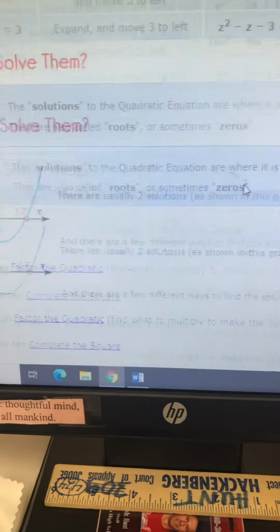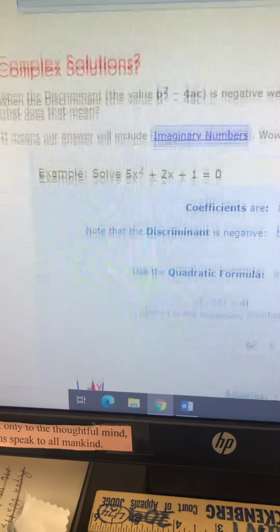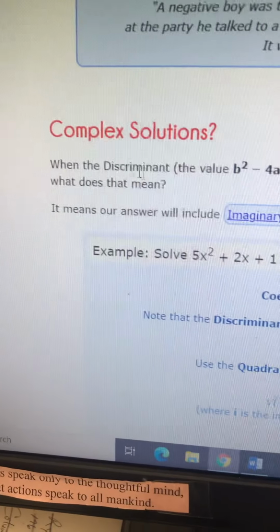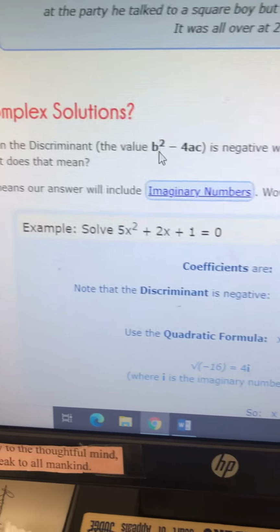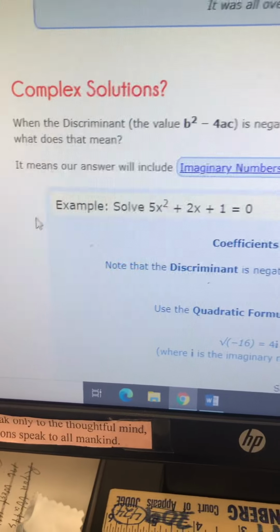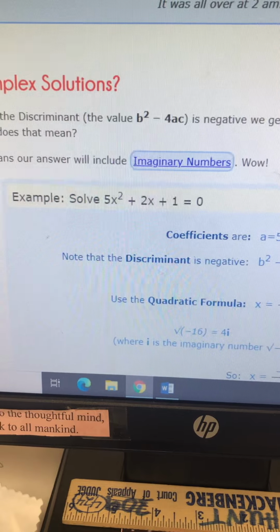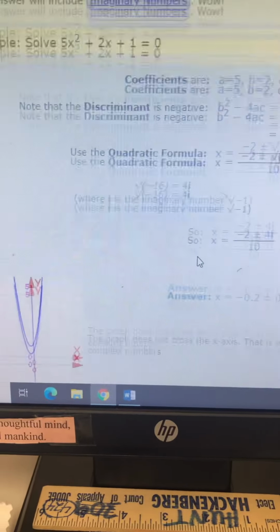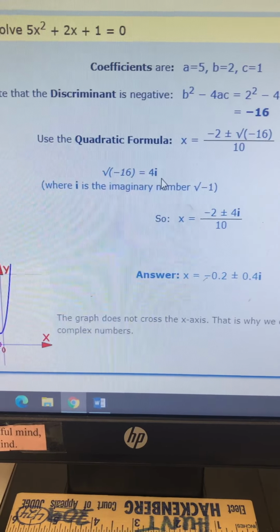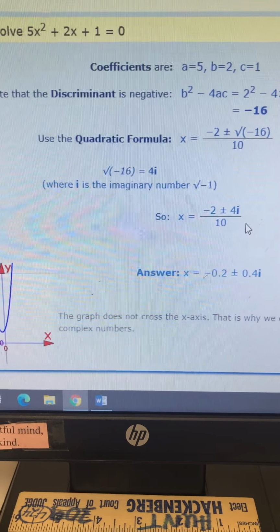So we go down here on quadratic and move down here a little bit. You could look this up too if you want. This is Math Is Fun. When the discriminant is negative, we get a pair of complex solutions. And what does that mean? It means that our answer will include these imaginary numbers. So it's going to be the square root of a negative number, and we have to signify that with that little i there because we really can't square root real numbers that are negative.